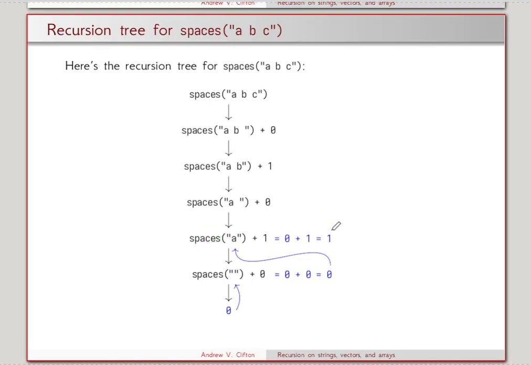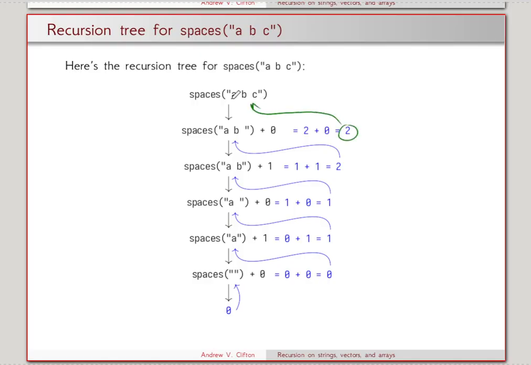Then we do 0 plus 1 is 1. And 1 is the answer to how many spaces are in the string A space. So then this one becomes 1 plus 0 is 1. And that is the answer to how many spaces are in A space B. So then this one becomes 1 plus 1 is 2, right? And 2 is the answer to how many spaces are in A space B space. So then this becomes 2 plus 0. And then finally 2 is the answer to our original question up here. How many spaces are in our original string?